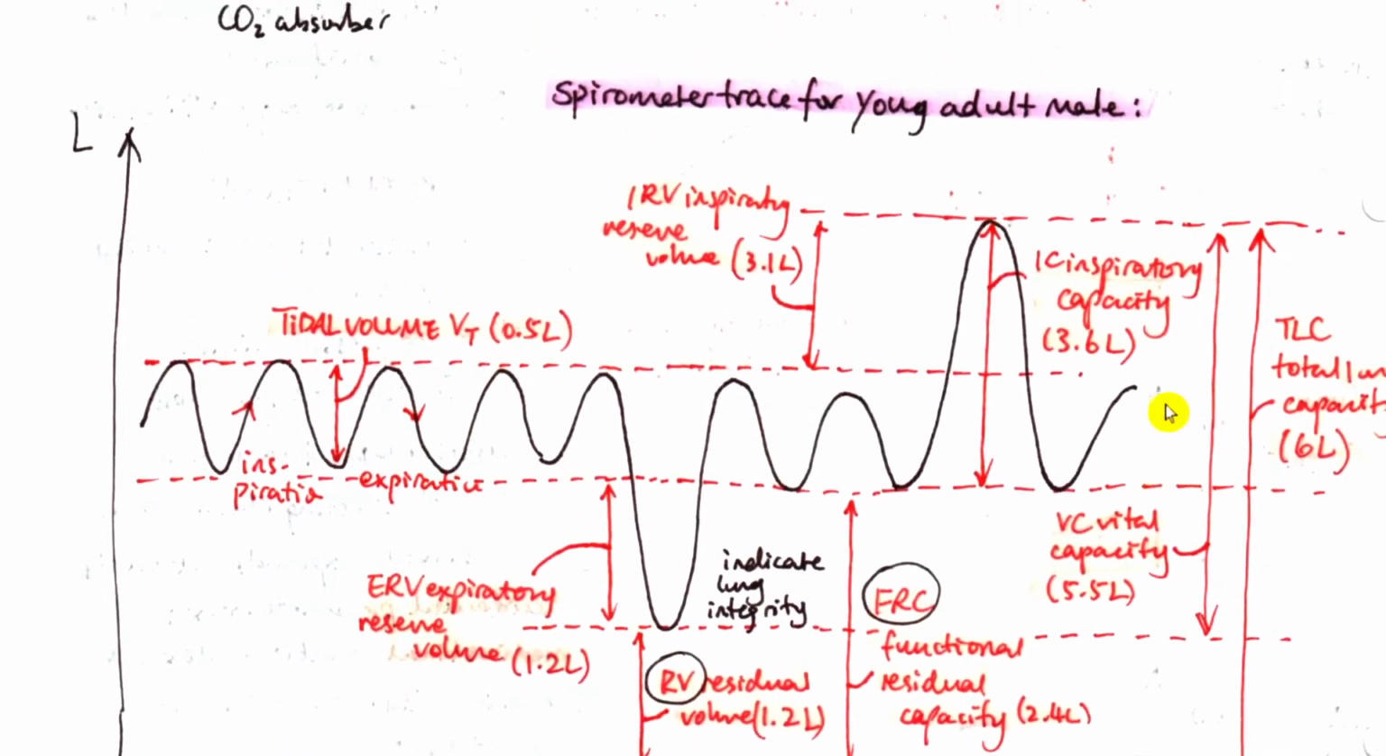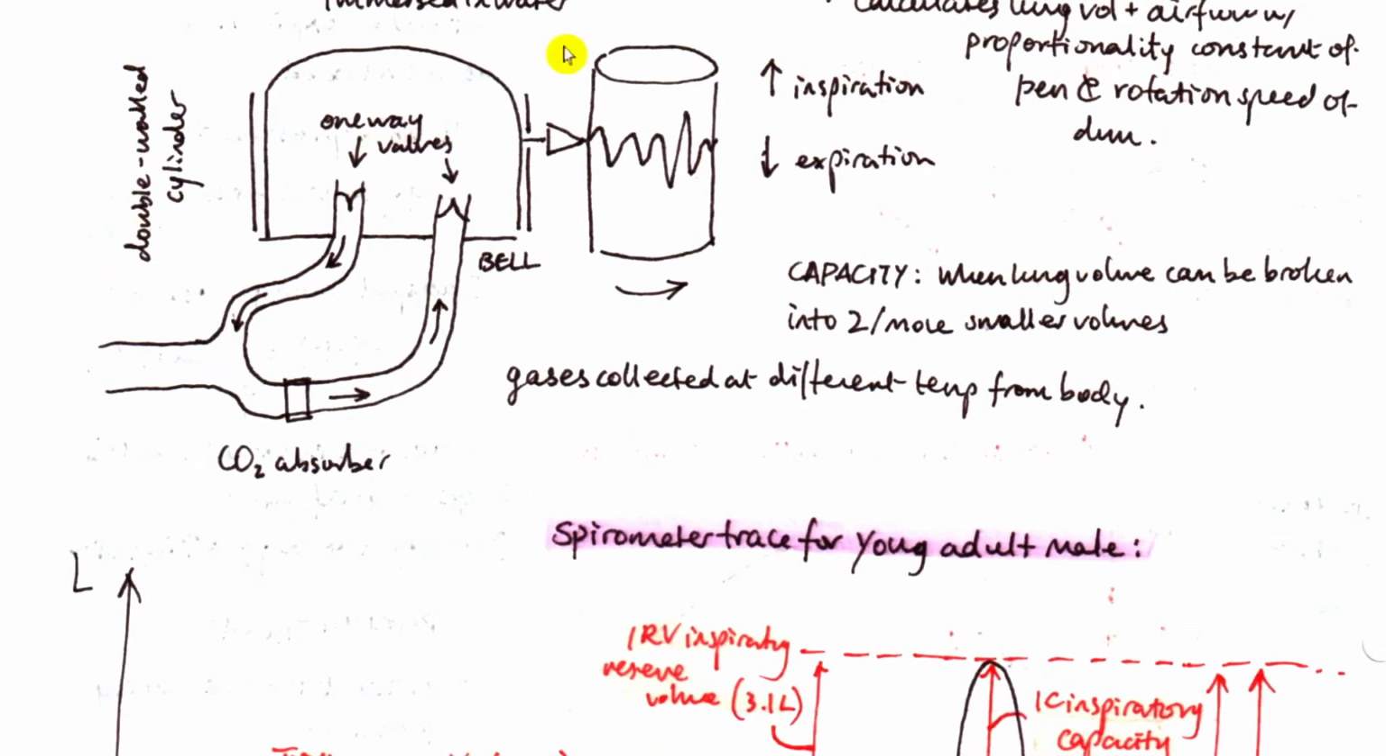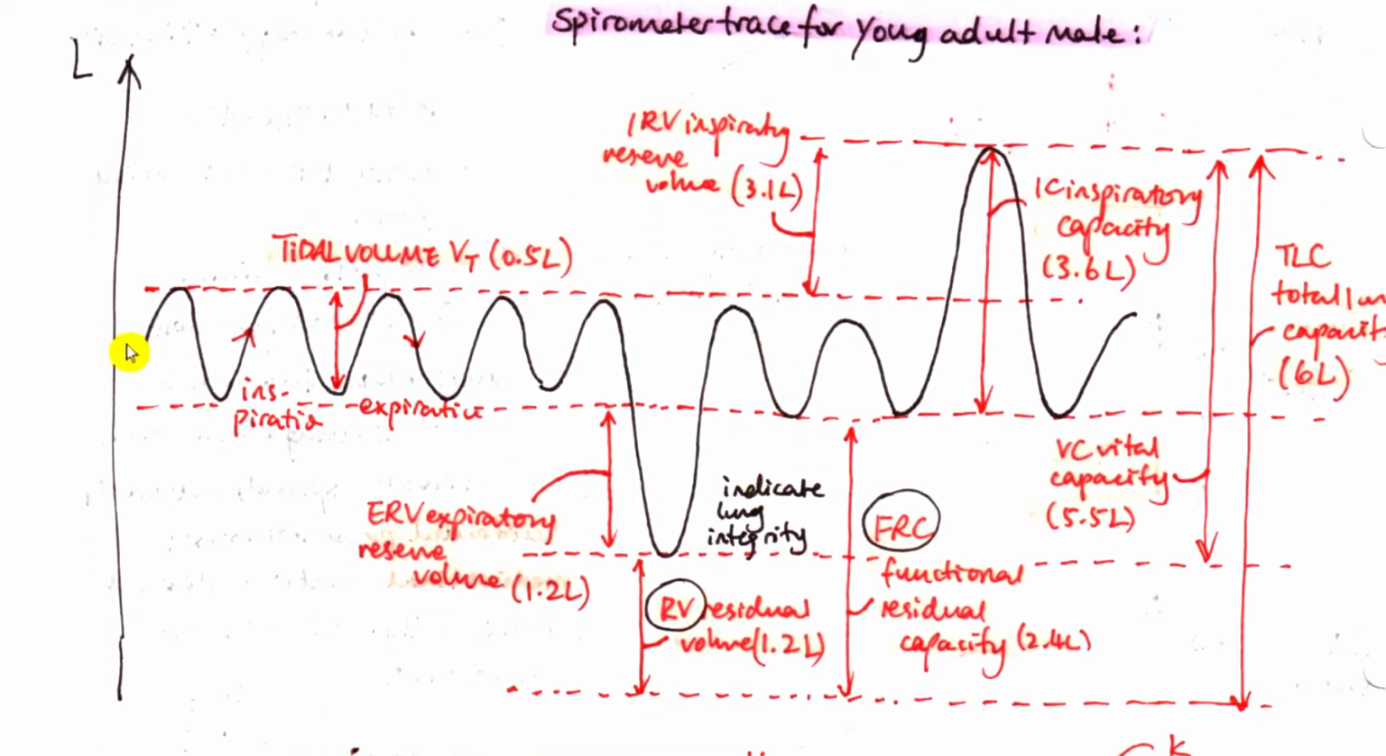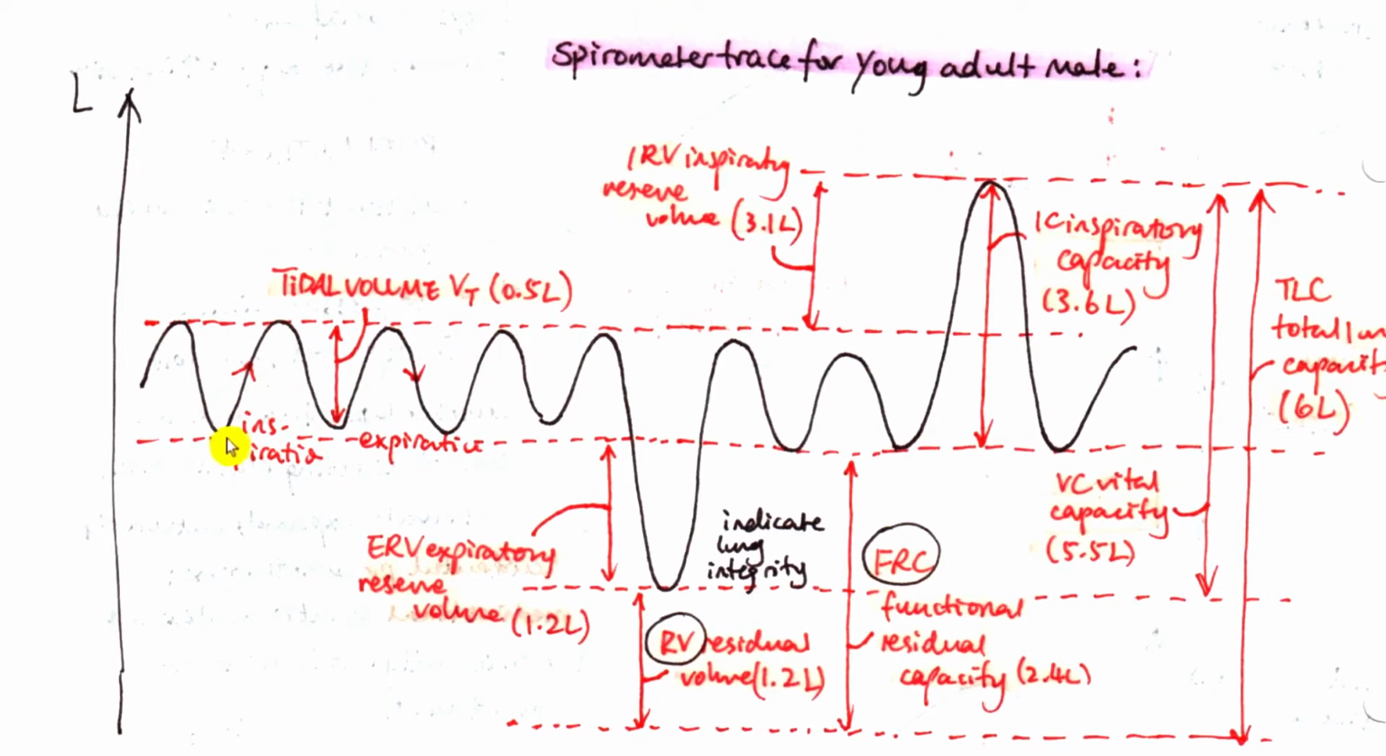But first let's look at what a typical spirometer trace for a young adult male who's breathed in and out of this apparatus would look like. So firstly, we have just normal breathing at rest. For a healthy young male, the tidal volume is the volume that would be breathed in and out at rest normally. And this is about 0.5 litres for a typical young adult male. So inspiration is going up and then expiration is going down, and that's the tidal volume.